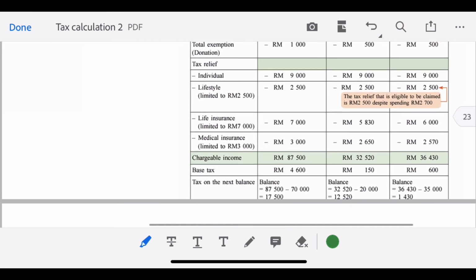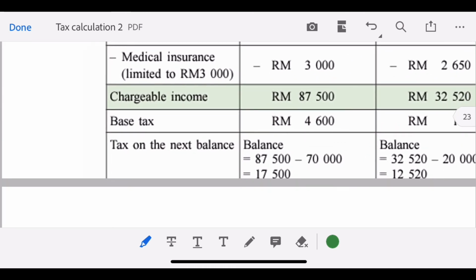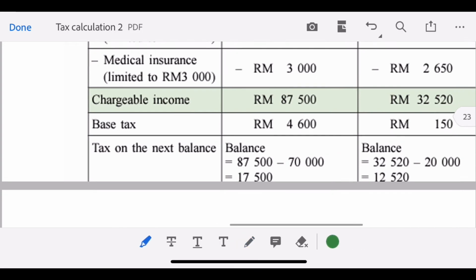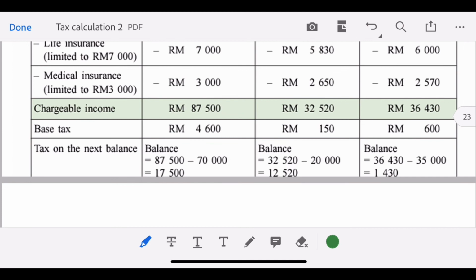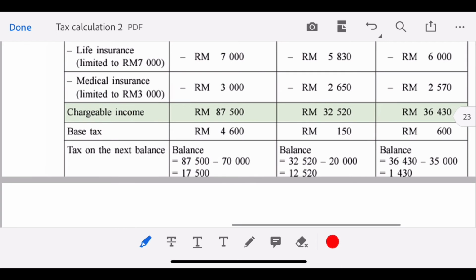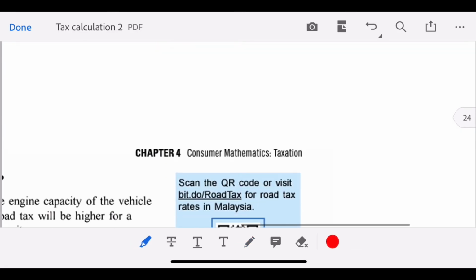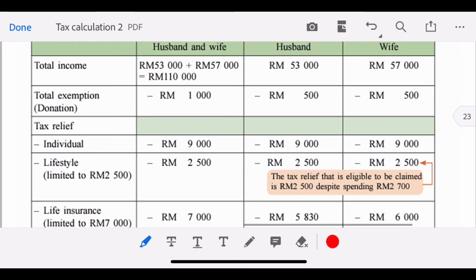So it seems like for the first 70,000, this is the base tax. Okay, this one chargeable income is 87,500, and for the first 70,000 is 4,600. Then the balance will be the chargeable income minus 70,000, which is 17,500. So this one will follow the rate, right? Later we will go back to that.